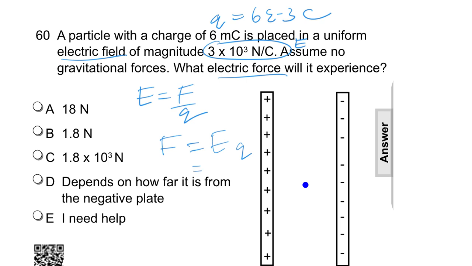So do the math. Let's see, 3 e to the 3 times 6 e to the -3. Well, e3 times e-3 is 10 to the 0, which is 1. So it's 3 times 6, which is 18 newtons.